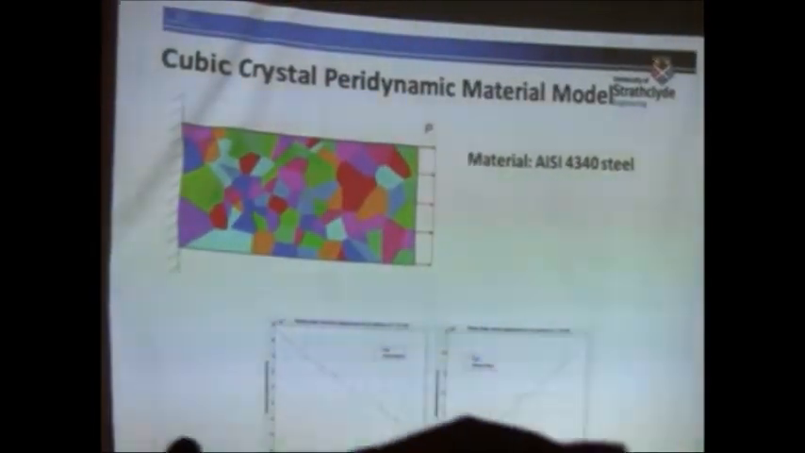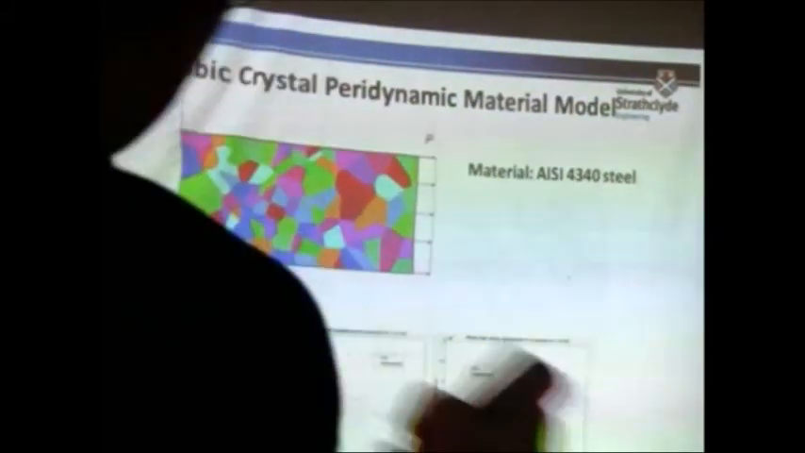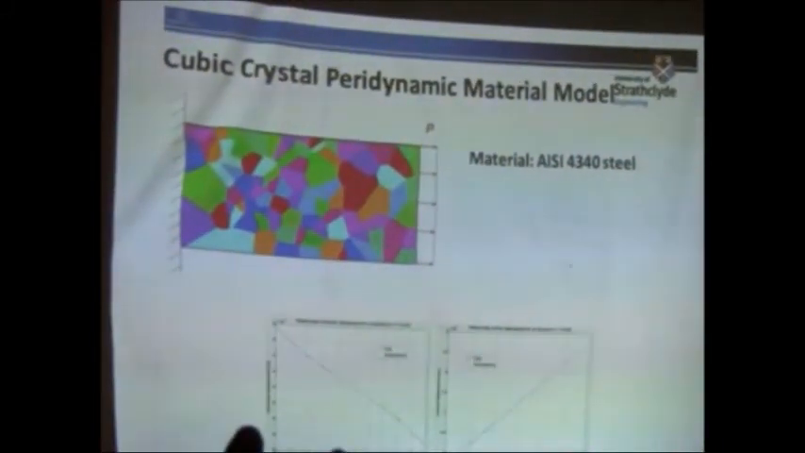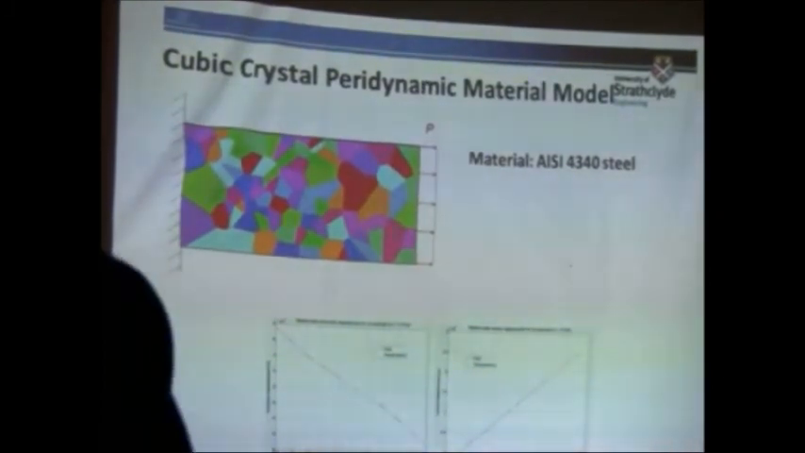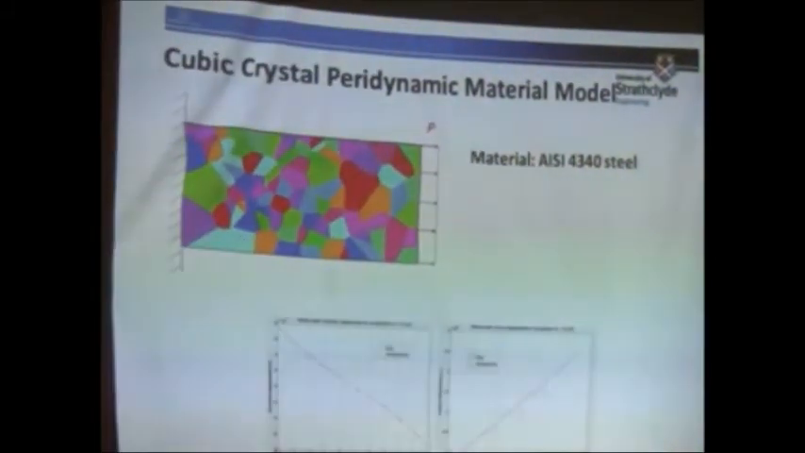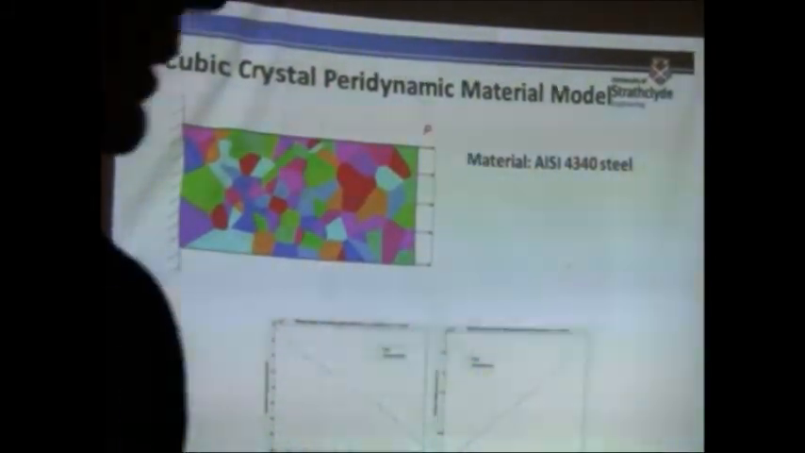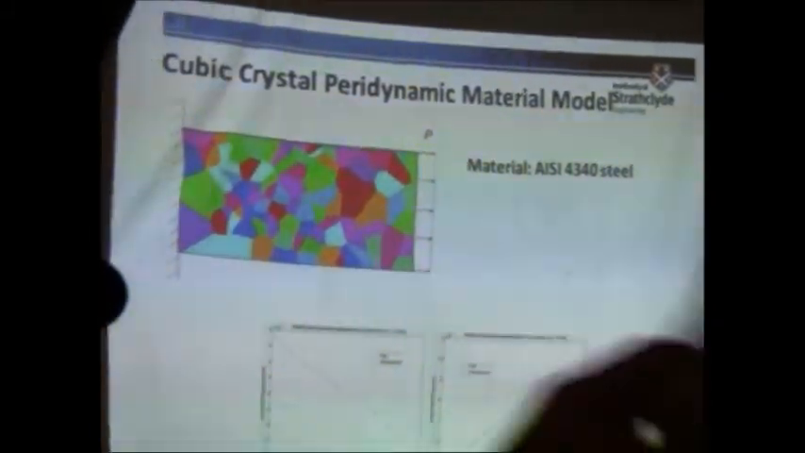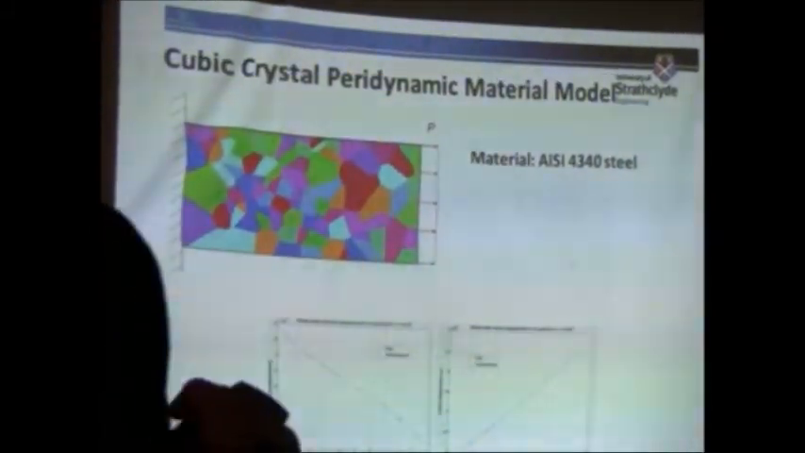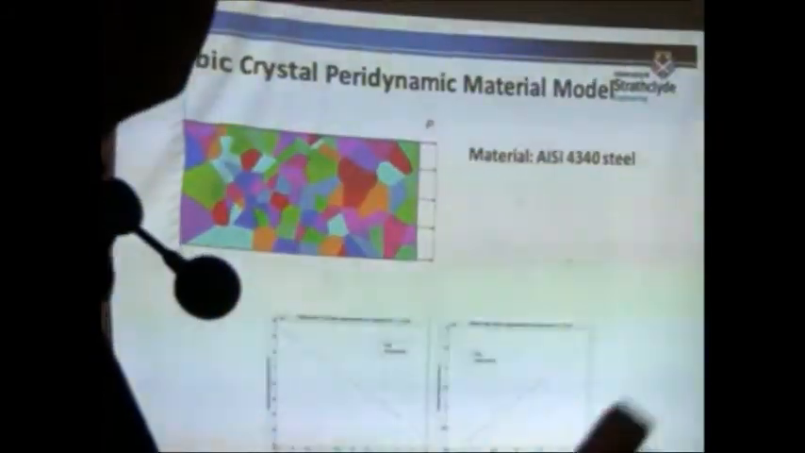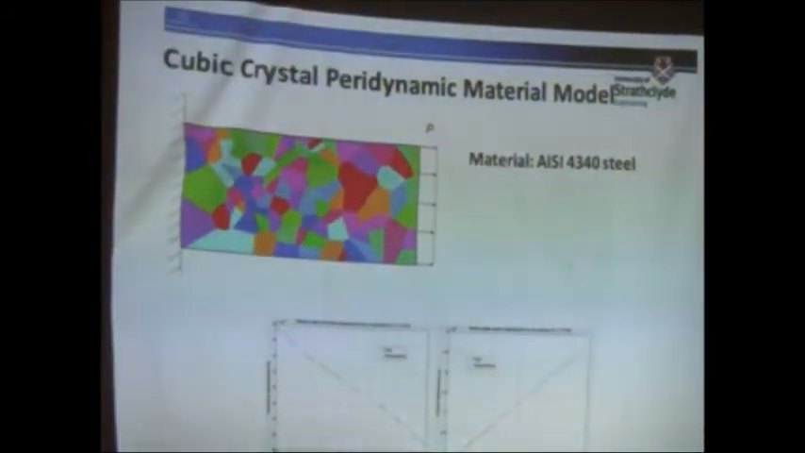Before looking at the fracture, we want to see that our material model is working properly. So using a Voronoi type of approach, we came up with this random polycrystal pattern. In a rectangular domain, we fixed the left-hand side and applied a tension loading at the right-hand side. We were trying to capture the displacement field. If there is no crack or fracture, our results should be the same as the classical formulation. So that's what we did.